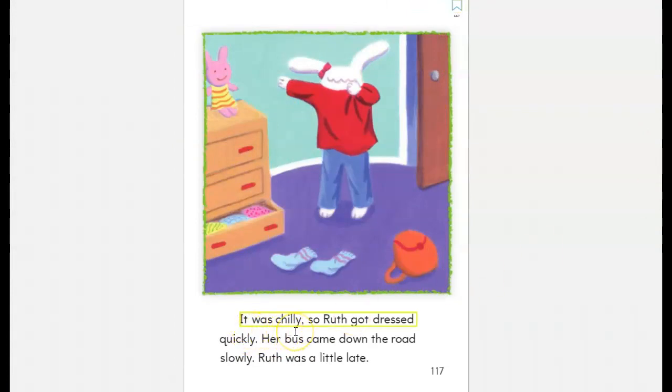It was chilly, so Ruth got dressed quickly. Her bus came down the road slowly. Ruth was a little late.